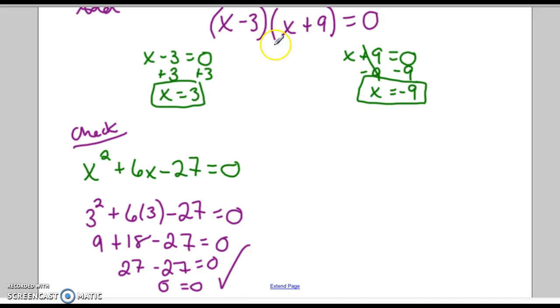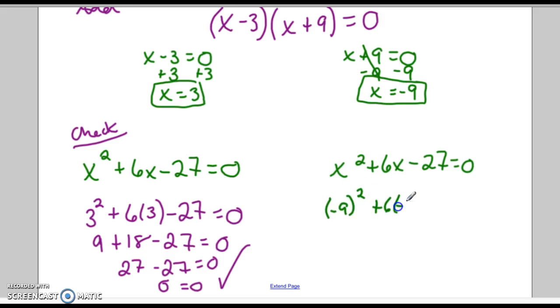Okay, then I'm going to check x equals -9. So I have my original equation, x squared plus 6x minus 27 equals 0. So I can plug in -9 for x. So (-9) squared plus 6 times -9 minus 27 equals 0. So I have (-9) squared is positive 81.